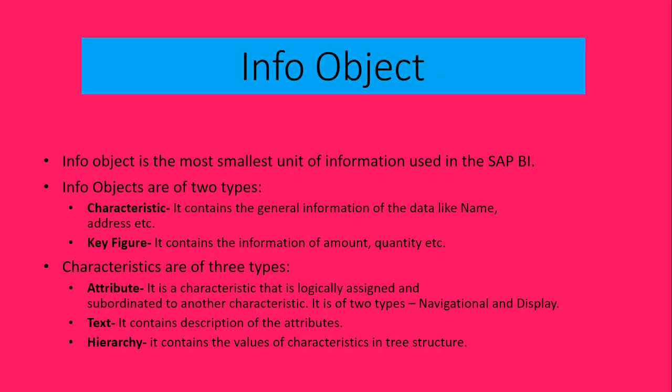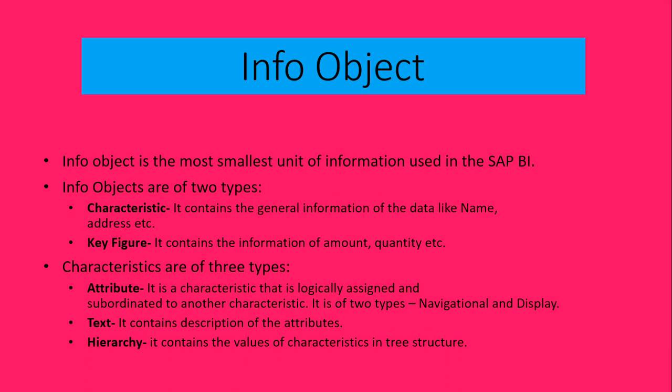Info object. Info object is the smallest unit of information used in the SAP BI. Info objects are of two types, characteristic and key figure. Characteristic contains the general information of the data like name, address, etc. Key figure contains the information of amount, quantity, etc. Characteristics are of three types, attribute, text, hierarchy.